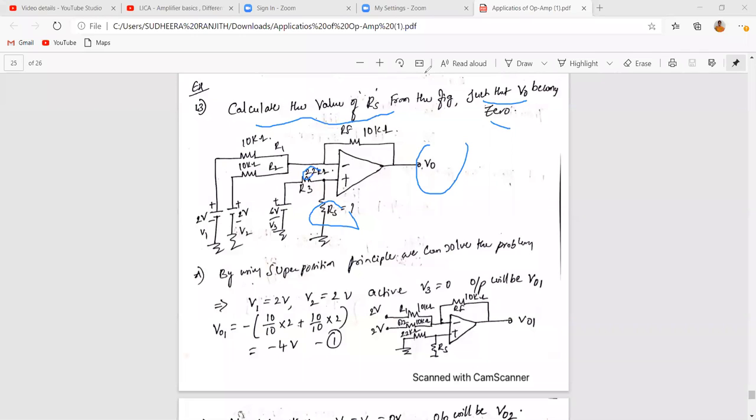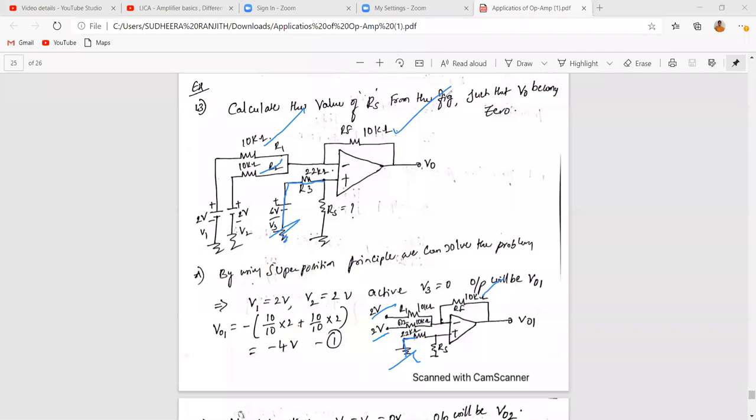Same procedure. So what we do is, first, same procedure. V1, V2 are active, V3 is 0. Output will be V01. So when these two are active, the resultant circuit is like this. This one is directly connected to ground. If you observe the modified circuit, V1 2 volts, V2 2 volts are applied to 10 kilo ohms and 10 kilo ohms. Both resistances are equal, and the feedback resistance is also 10 kilo ohms. And this R3 is connected to ground, because V3 is inactive. So this 22 kilo ohms is connected to ground, and this RS is also connected to ground.